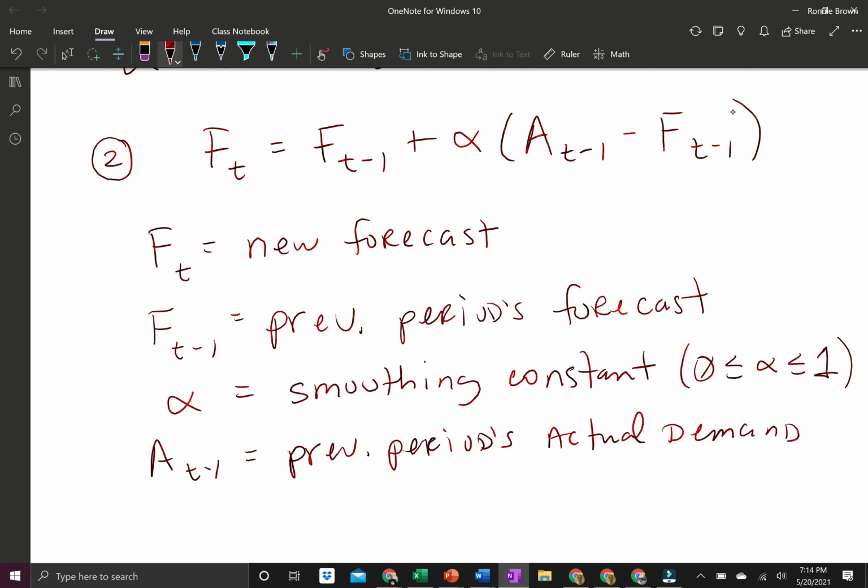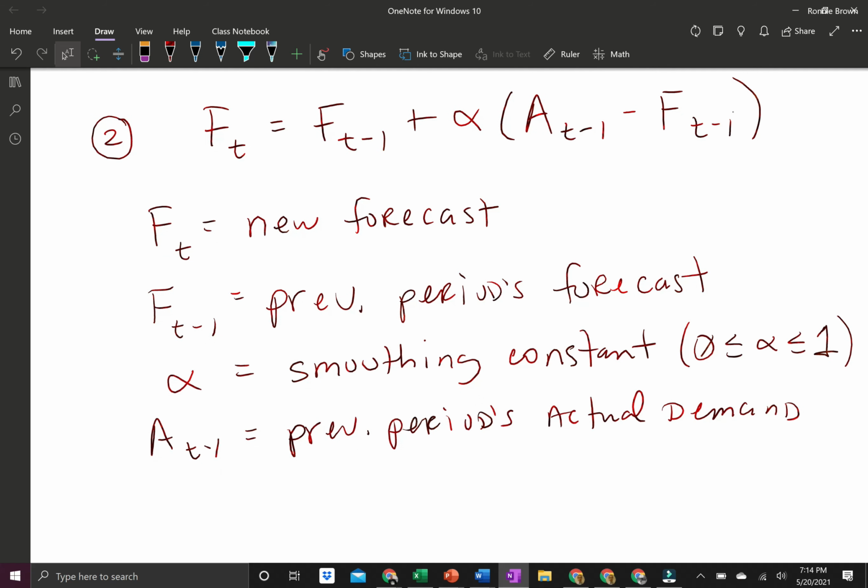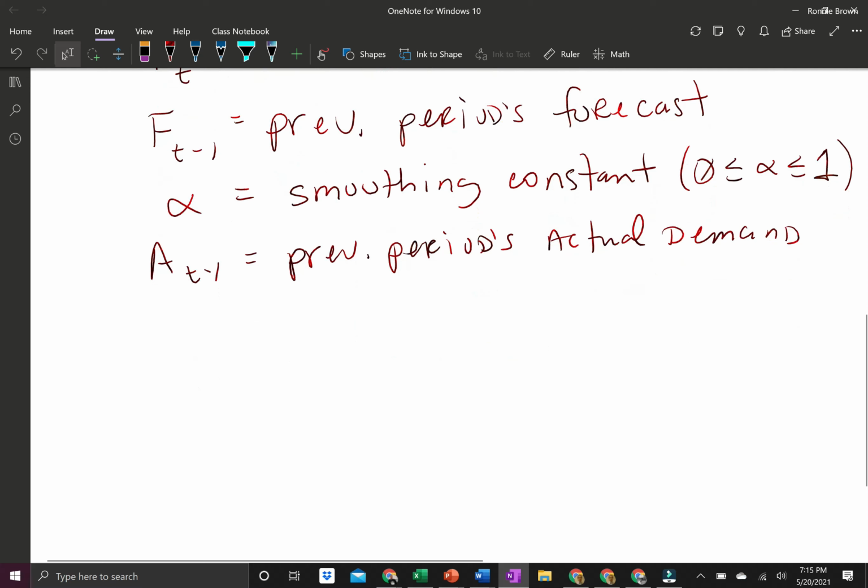Right, that actual demand. So the concept of exponential smoothing is really not too complex if we take a close look at it and break it down. The latest estimate of demand is equal to the old forecast, and it's adjusted by a fraction of the difference between the last period's actual demand and the last period's forecast. So let's go ahead and take a look at this example once you've copied down the formula.